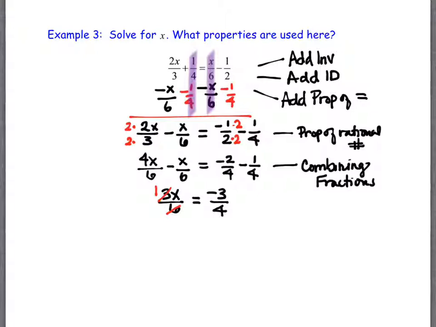What about when we divide 6 by 3? You get 2. All right, so this actually becomes x over 2 equal to negative 3 over 4. And what we did is we reduced the fraction, or you could say properties of fractions.